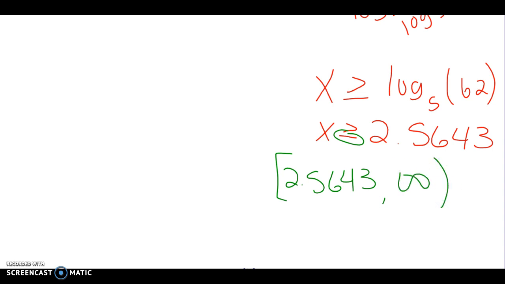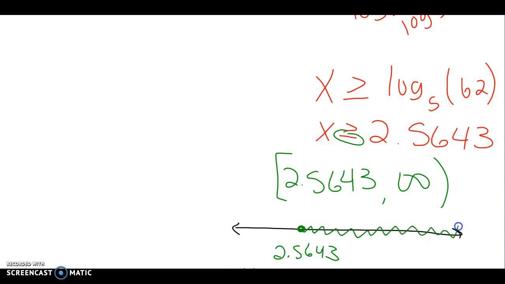So that's a good review of interval notation. That's another way you could write the answer. Same thing, different way of writing it. Basically, on a number line, here's 2.5643. Every number larger than that, or equal to, would satisfy that inequality. Okay.